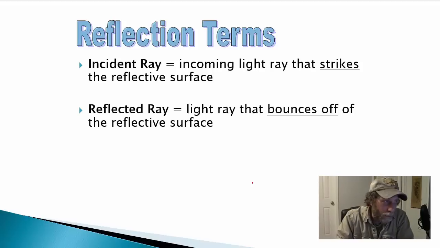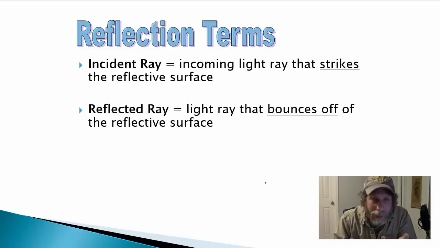The reflected ray is the light ray that bounces off of the reflective surface. Now, it has to be a reflective surface. Put it this way: you wouldn't typically think of a book or a pen or pencil as a reflective item. You think of a lake or a mirror.